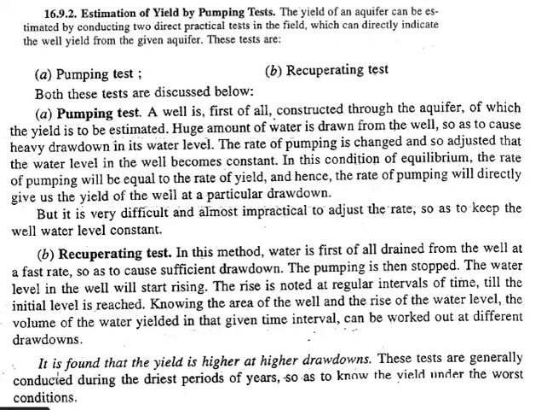It is found that the yield is higher at higher drawdown. So these tests are generally conducted during the driest period of the year. If it is the driest period of the year, then there will be higher drawdown, and in that case the yield will obviously be higher.